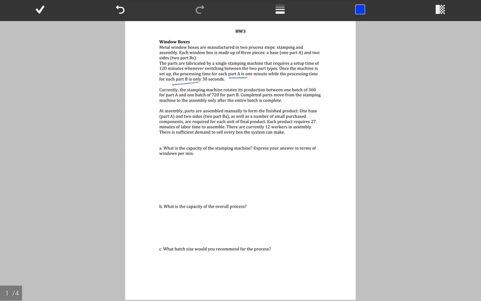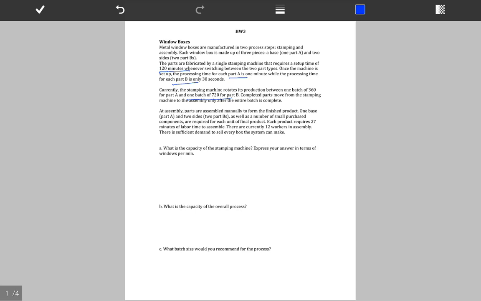It takes the stamping machine 120 minutes to change from producing part A to producing part B, and similarly another 120 minutes to go from part B to part A. We are currently producing 360 part A's and 720 part B's, or another way to think about this is we are really producing 360 of these entire window boxes.